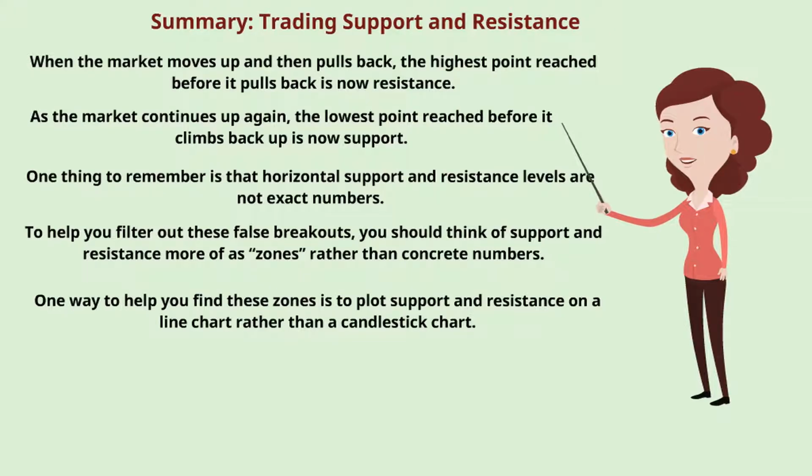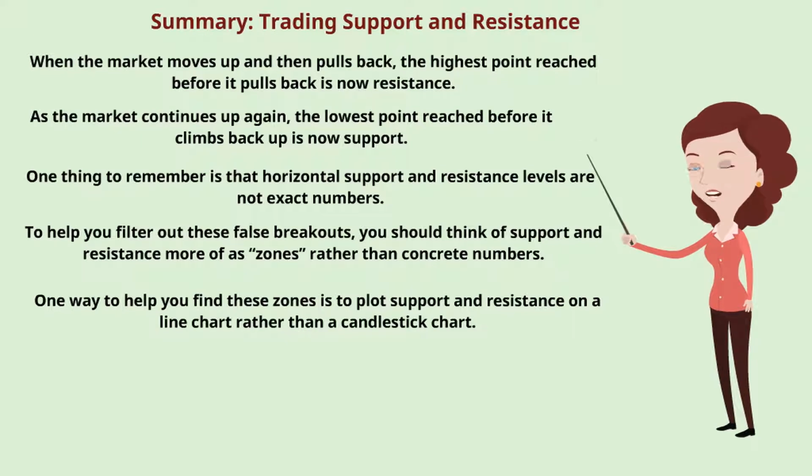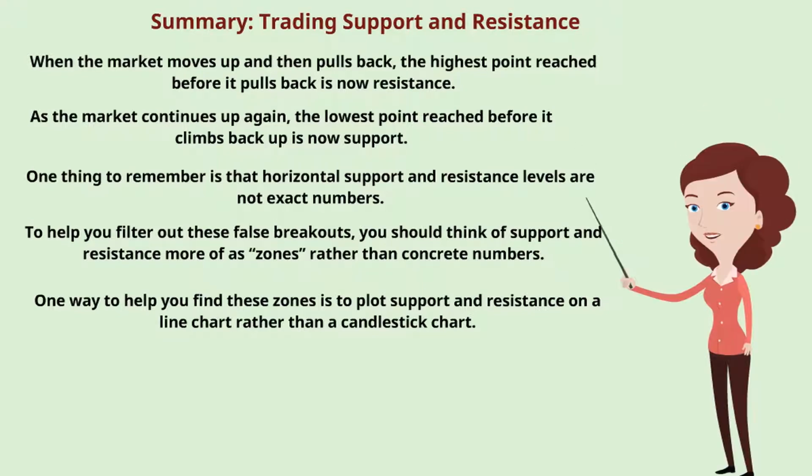Summary: trading support and resistance. When the market moves up and then pulls back, the highest point reached before it pulls back is now resistance. As the market continues up again, the lowest point reached before it climbs back up is now support. One thing to remember is that horizontal support and resistance levels are not exact numbers. To help you filter out these false breakouts, you should think of support and resistance more as zones rather than concrete numbers. One way to help you find these zones is to plot support and resistance on a line chart rather than a candlestick chart.